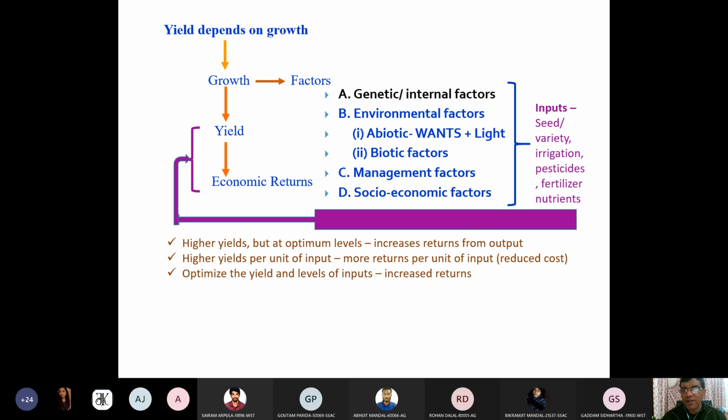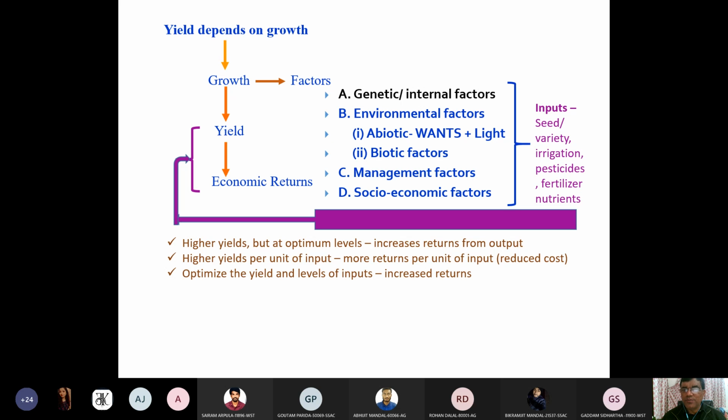Next is your environmental factors. Abiotic factors include your WALN plus light. W for water. So water will become an input. Now we are dealing with it as a factor of growth, but it will become an input in the form of irrigation. Similarly, A for atmosphere. On atmosphere, farmers will not have much control. Then N for nutrients. So this nutrient will become an input in terms of fertilizer.